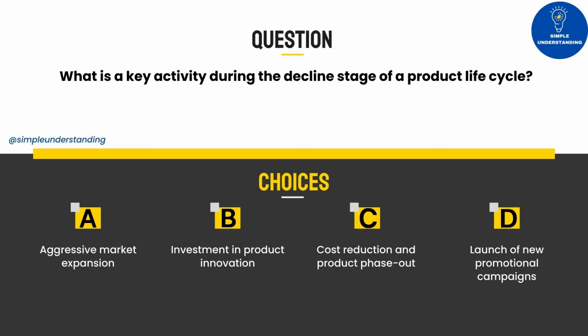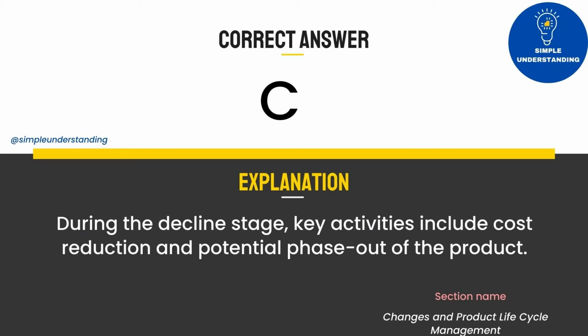10. What is a key activity during the decline stage of a product life cycle? A. Aggressive market expansion. B. Investment in product innovation. C. Cost reduction and product phase-out. D. Launch of new promotional campaigns. Correct answer, C. Overall explanation. During the decline stage, key activities include cost reduction and potential phase-out of the product.